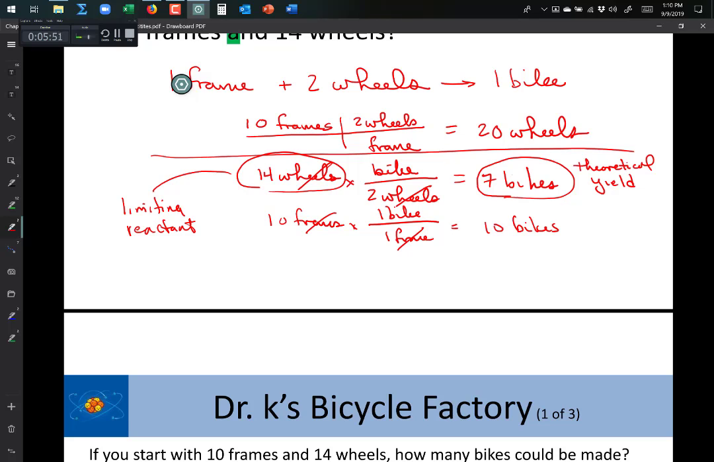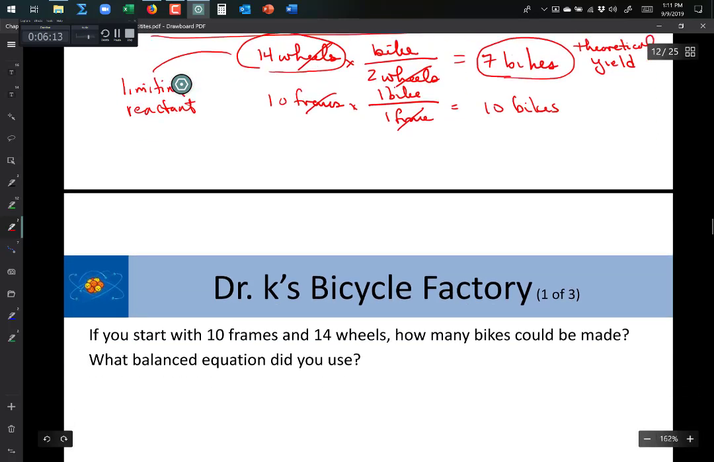My oldest son worked there. He was one of their bike mechanics. And every once in a while, you go to make a bike, and they didn't include all the parts, right? So that limits how much you can make. But theoretically, if you have 10 boxes of bikes, you could get 10 bikes out of it. But it didn't always work that way.